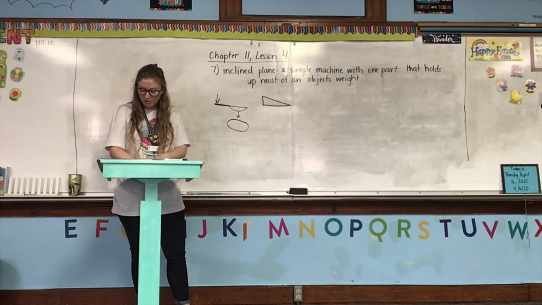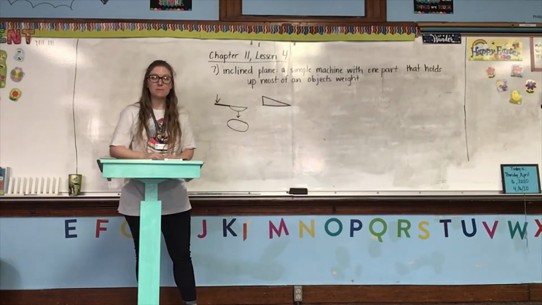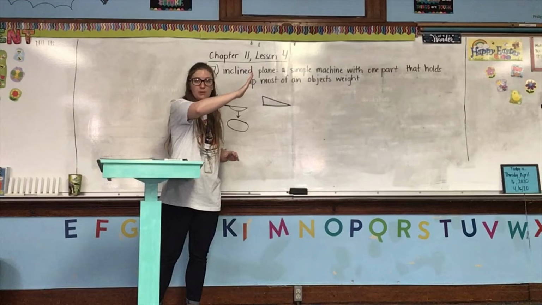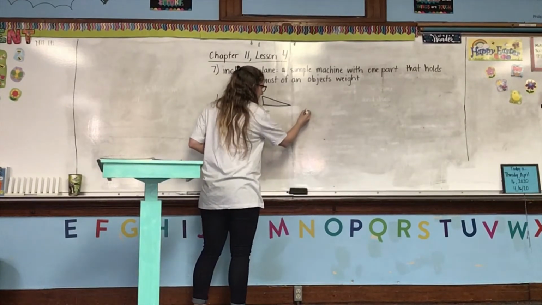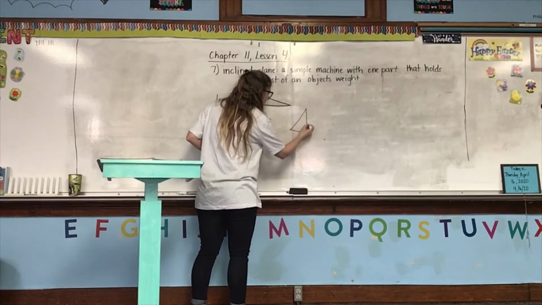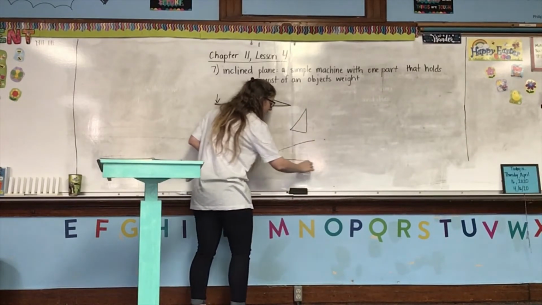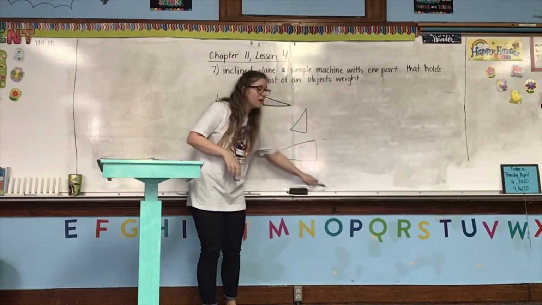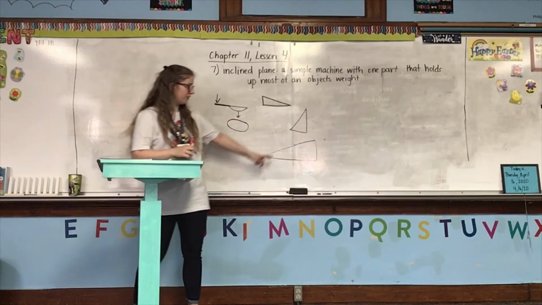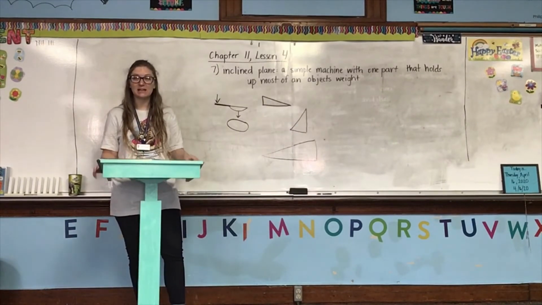Which would be easier? Walking up a gradual ramp, that means like it just slowly goes up, or a steep ramp, which means it goes up really quickly. Like this would be, I keep losing my marker. This would be a steep ramp. This would be a gradual ramp. So which one requires more effort? The gradual ramp or the steep ramp? And then explain.